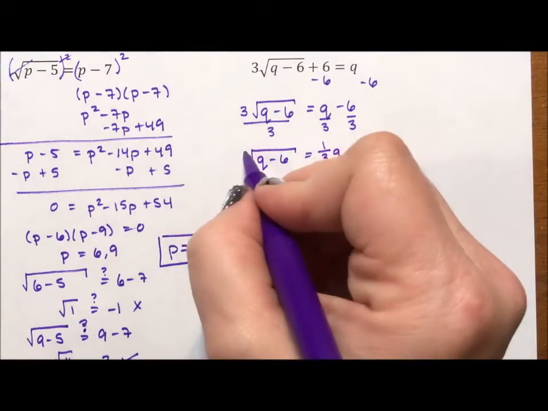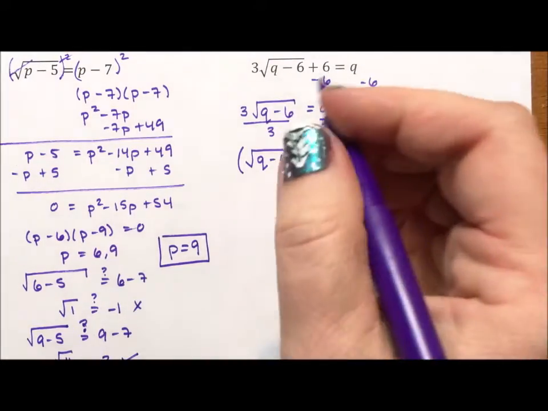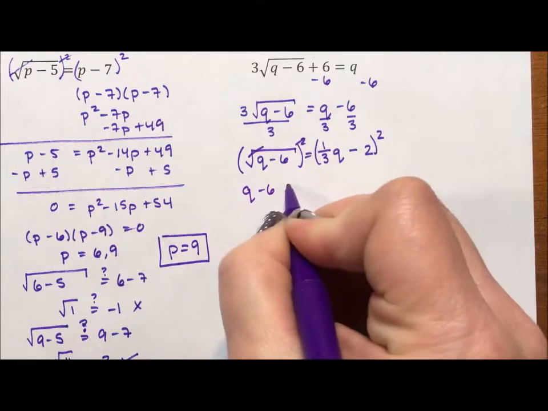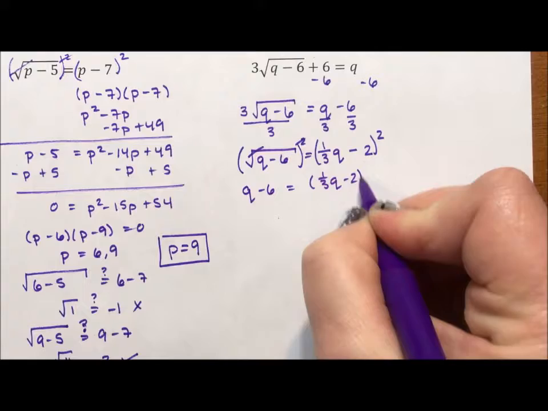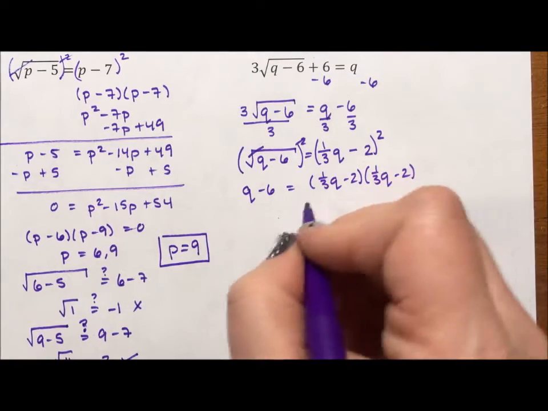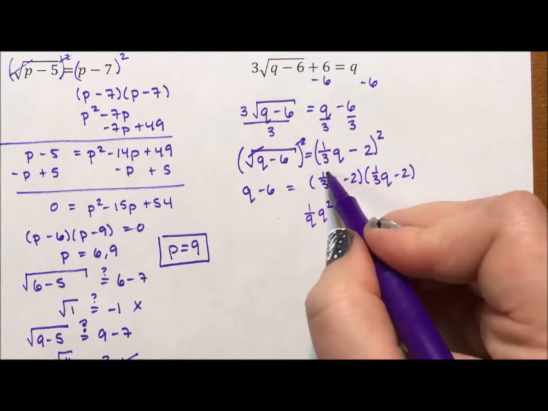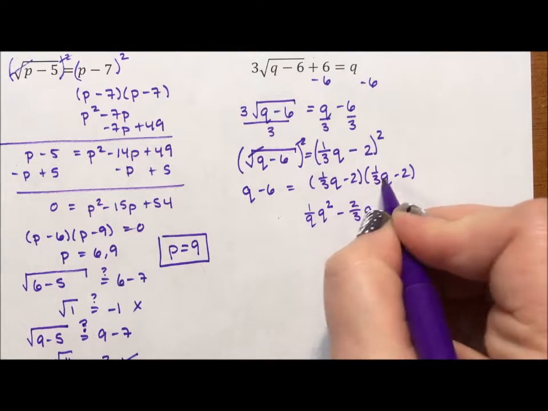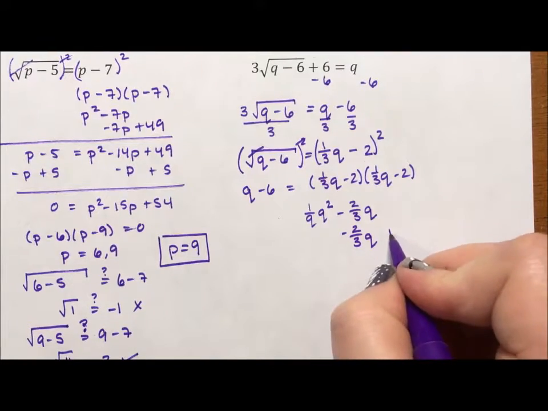Okay. When I square both sides, on the left-hand side, the square root and square cancel, and I'm left with q minus 6. On the right-hand side, I have 1/3 q minus 2 times 1/3 q minus 2. All right, 1/3 times 1/3 is 1/9 q squared. 1/3 times negative 2 is negative 2/3 q. Negative 2 times 1/3 is negative 2/3 q. And negative 2 times negative 2 is a 4.